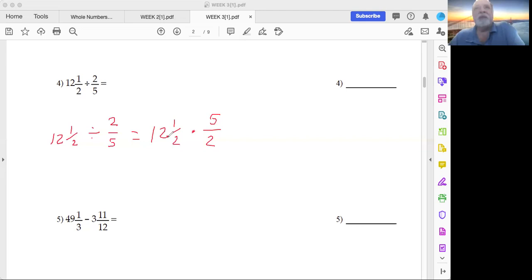Okay. Now we have to turn 12 and a half into an improper fraction. So the way that you do that is you take the denominator, you multiply that by the whole number, okay? And then you add the numerator, right? So 2 times 12 is 24 plus 1 is 25 over 2. Okay. We're going to multiply that by 5/2. Okay. And when I do that, 2 times 2 is 4 on the bottom. And 25 times 5 is 125.